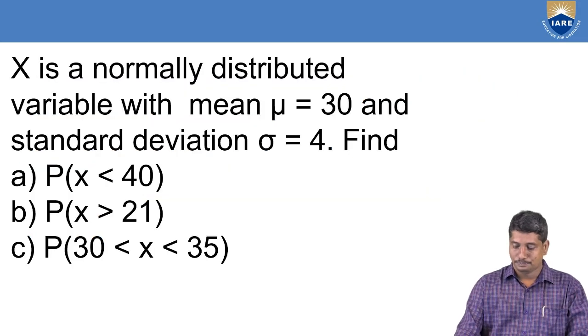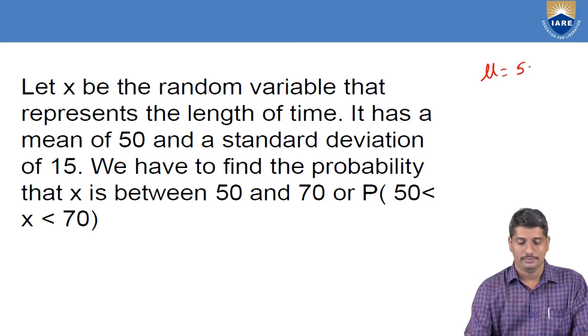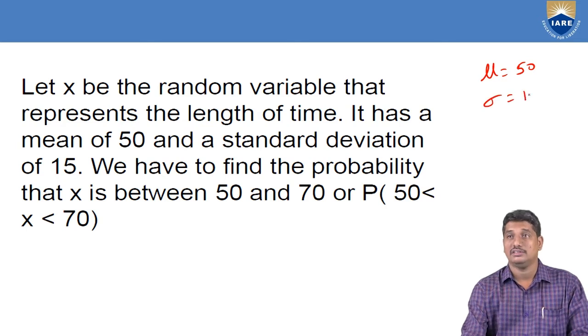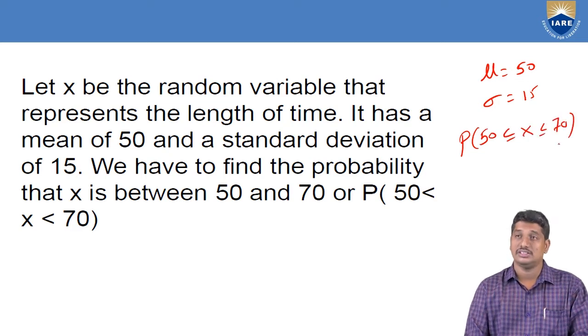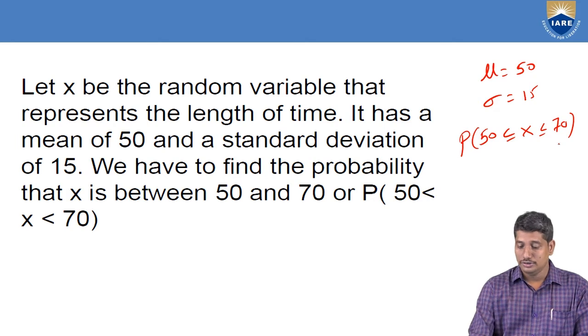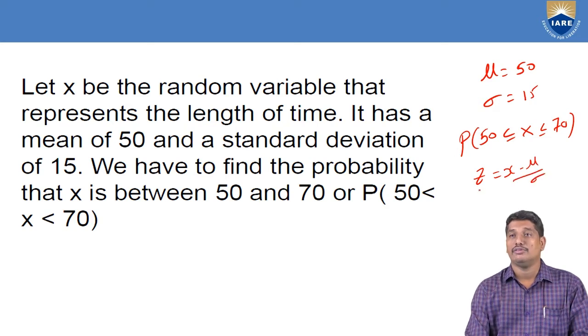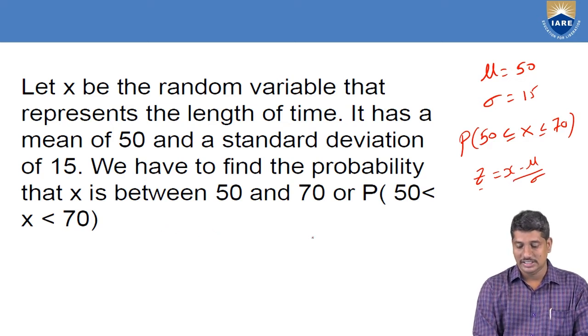From the data, we have μ equal to 50 and the standard deviation σ as 15. Now we want to calculate the probability that 50 ≤ x ≤ 70. This is our question. Now we'll use the transformation between z and x, that is z = (x − μ)/σ. You know, z is a standard normal variate and x is a general normal variate. Now by using this, we'll calculate.